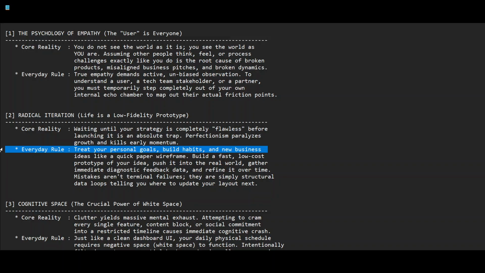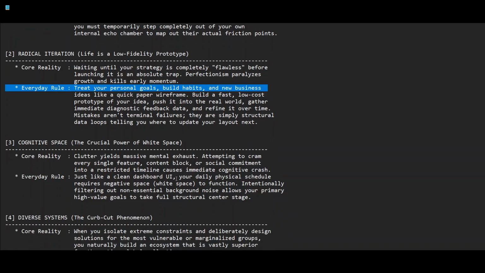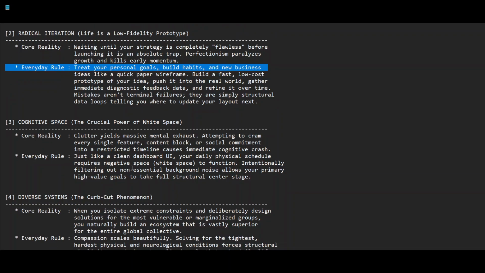Push it into the real world, gather the immediate diagnostic feedback data and refine it over time. Mistakes aren't terminal failures. They are simply structural data loops telling you where to update your layout next. So yeah, use failures as steps to success, as steps of correction, as steps of upgradation.